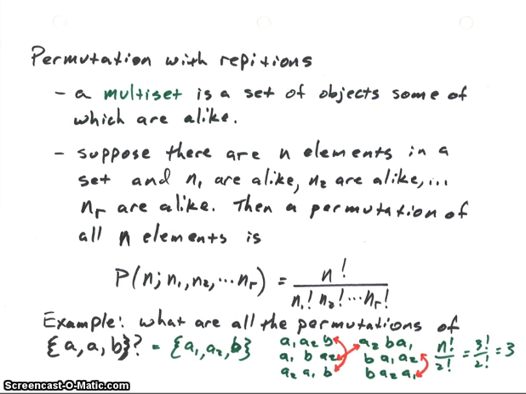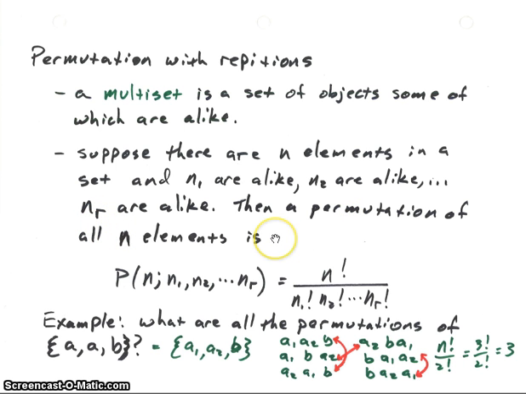There's another thing that could happen: suppose we had a set that had some elements in it that were the same. We would call that a multiset. So the multiset is a set of objects, some of which are alike. So we might have two of the same element in our set. So in this case, suppose there are n elements in a set, and n sub 1 are alike. So we would have, maybe A or something like that in the set. n sub 2 are also alike, and so on. So we might have several different groups that are alike. And in this case, we're going all the way out to n sub r elements that are alike.